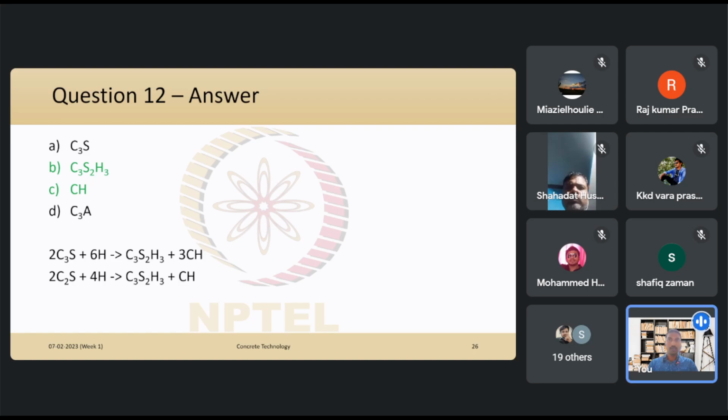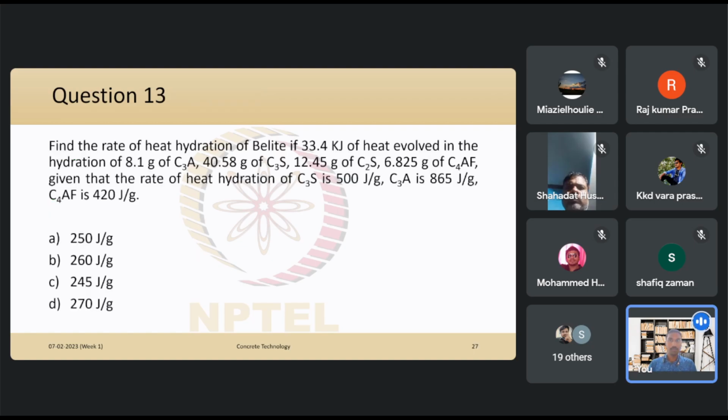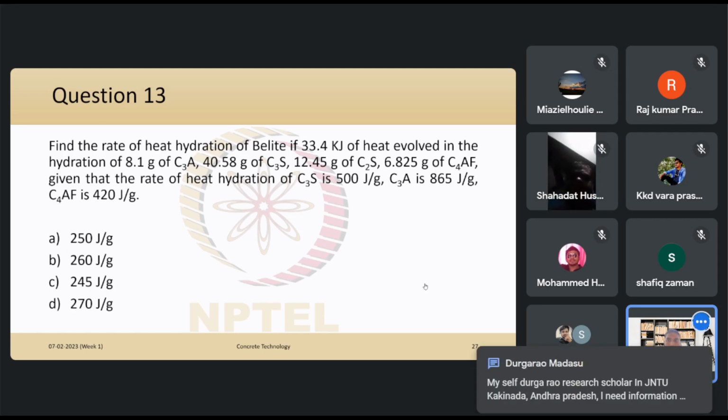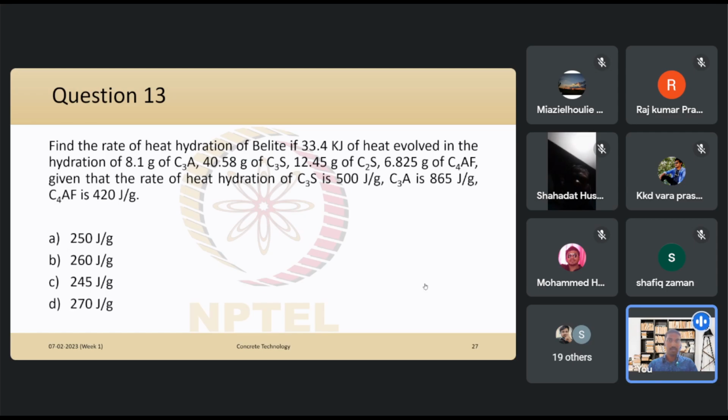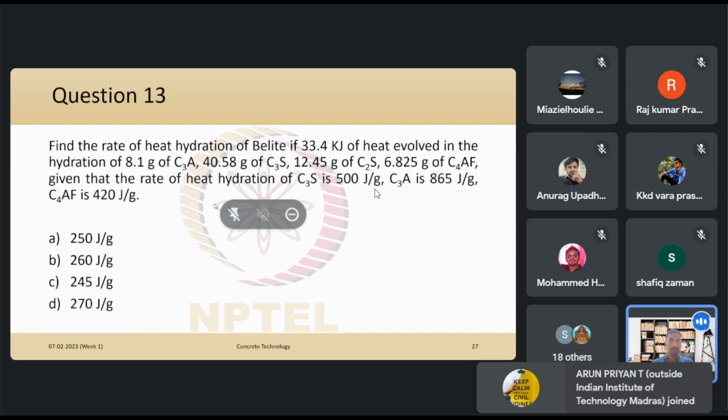Okay. So moving on to question number 13, another numerical problem. We have to find the rate of heat of hydration of belite if 33.4 kilojoules of heat evolved in the hydration of 8.1 grams of C3A, 40.58 grams of C3S, 12.45 grams of C2S, and 6.825 grams of C4AF. We are also given the rate of heat of hydration for C3S as 500 joules per gram, for C3A it is 865 joules per gram, and for C4AF it is 420 joules per gram.